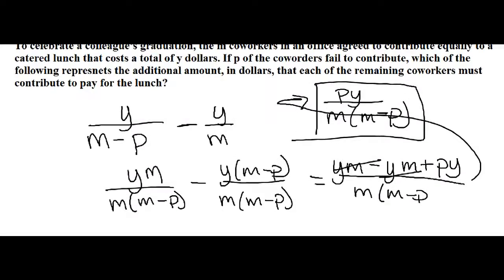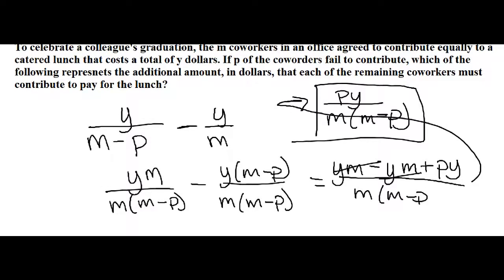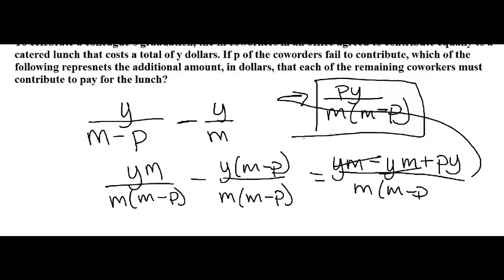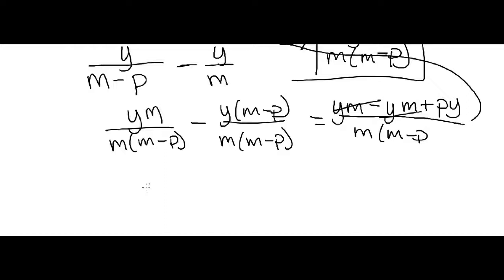So I'm actually going to go ahead and explain that because I think that question is one of the more difficult ones, even for the hard ones. So one way I would recommend doing this problem is to actually fill in numbers. So let's say the total cost was Y equals $400, their total lunch. And let's say M, the number of coworkers who agreed to pay, was 20. And then let's say P, the number that didn't pay, would be 2.